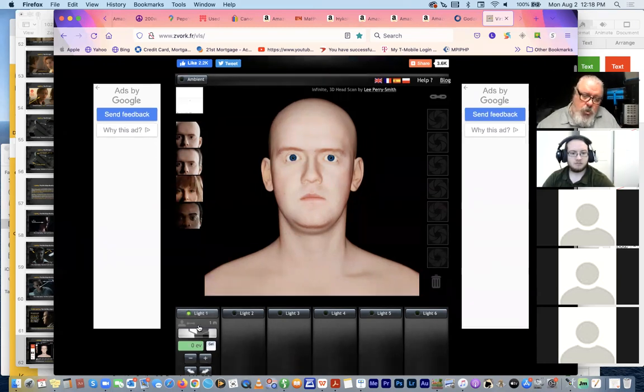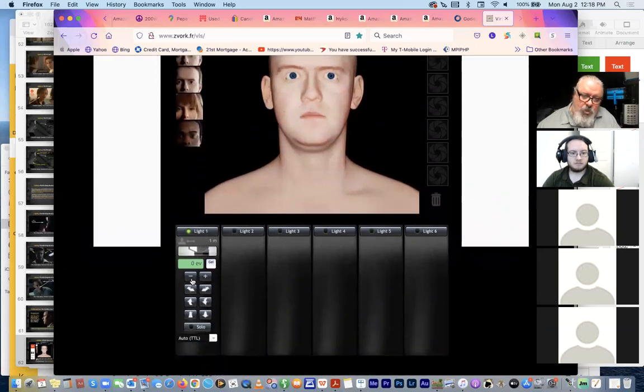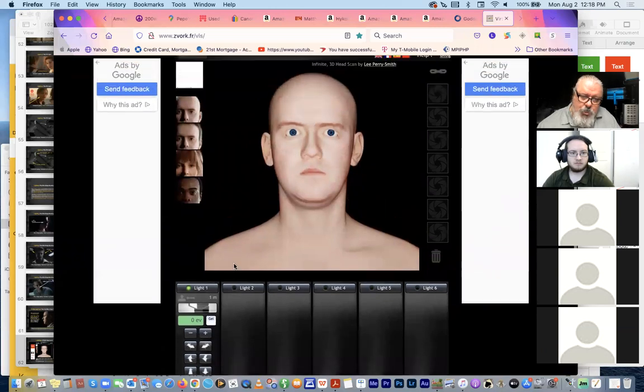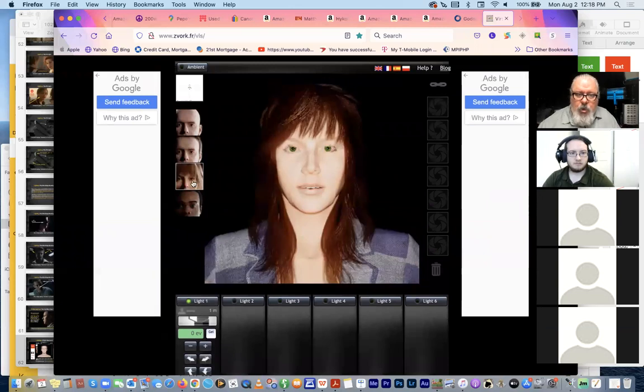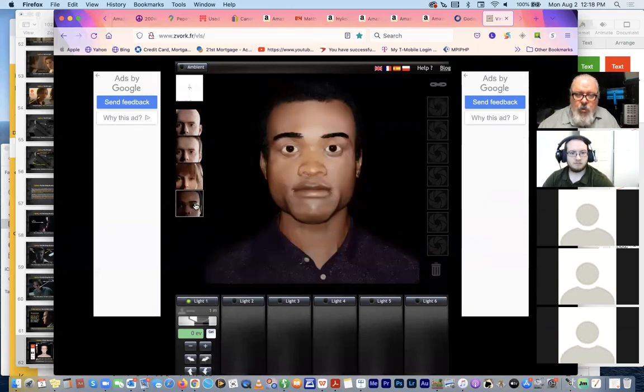So we're going to start with a light fixture in light number 1. We have all these tools to control this fixture. The first thing that we're going to do is see what it looks like if we move this light around. So we've got 4 avatars. We have a bald white guy with hair, a white girl with hair, and a black guy with hair, right? These are the only options we have.